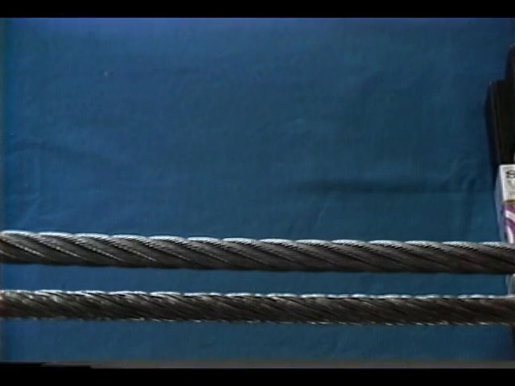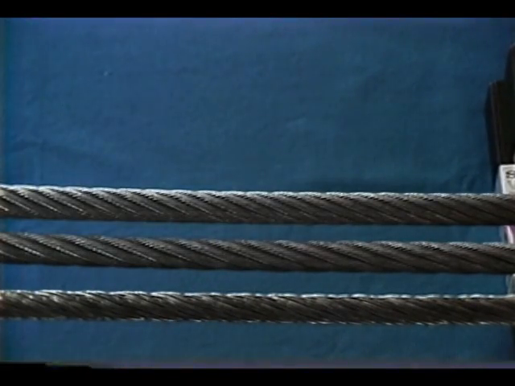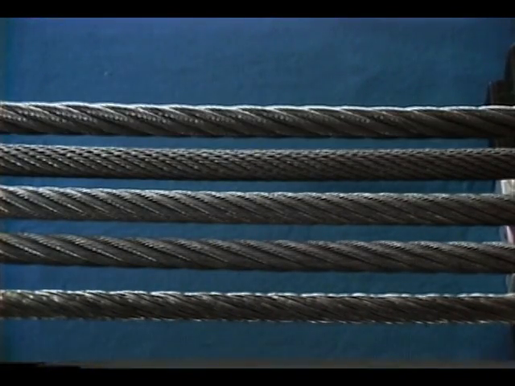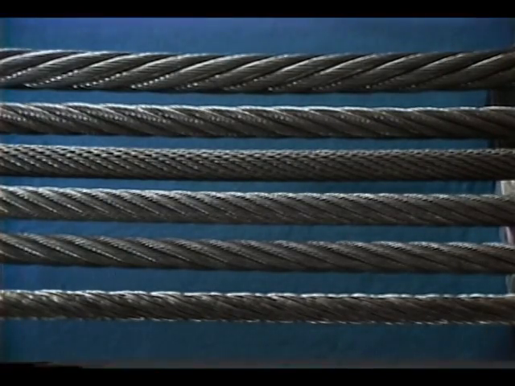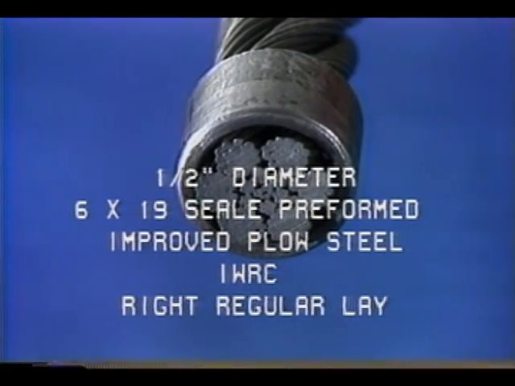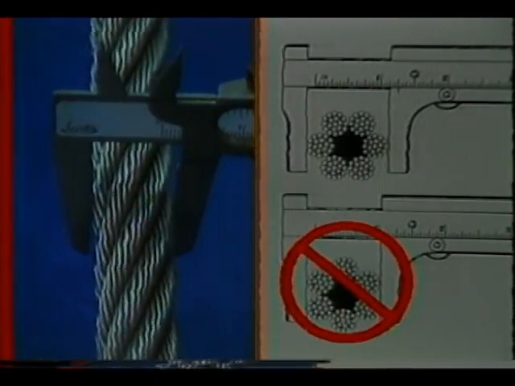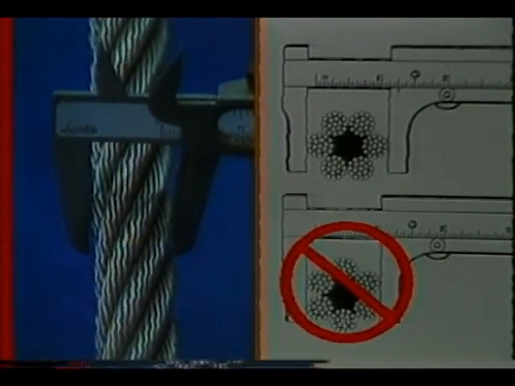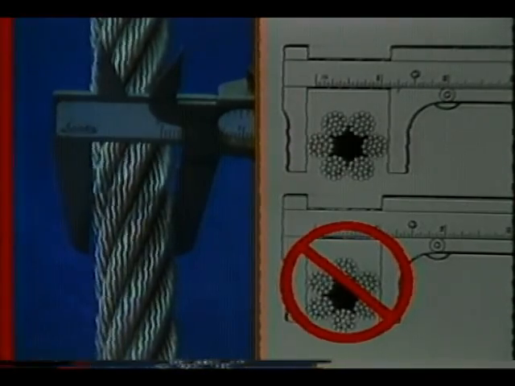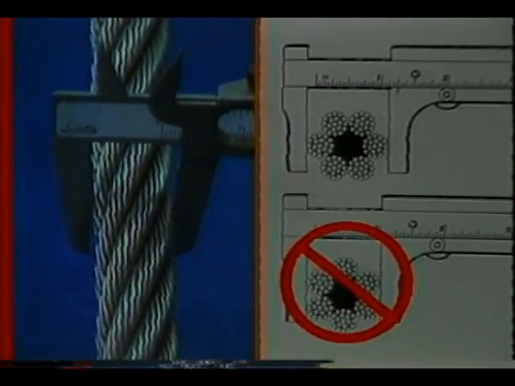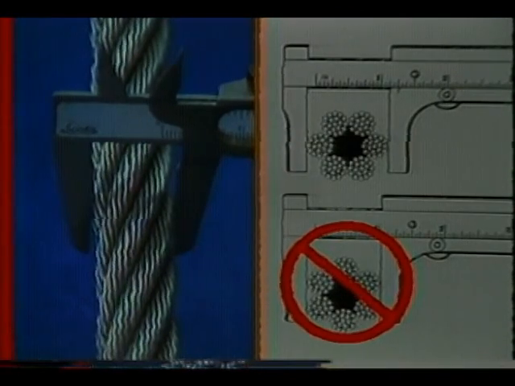The type and size of wire used, the number of wires in the strands, the type of core along with its diameter determine the strength of a wire rope. A typical wire rope designation would be half-inch diameter, 6 by 19 seal preformed, improved plow steel, IWRC, right regular lay. The half-inch diameter is a nominal diameter. Most new wire ropes are oversized by up to 5%. Measure wire ropes from crown to crown on opposite strands to get the correct diameter.